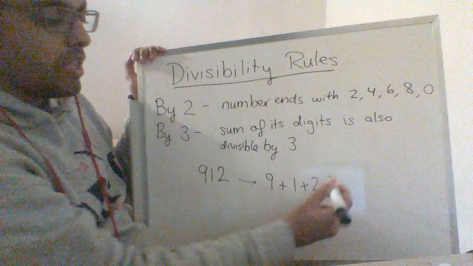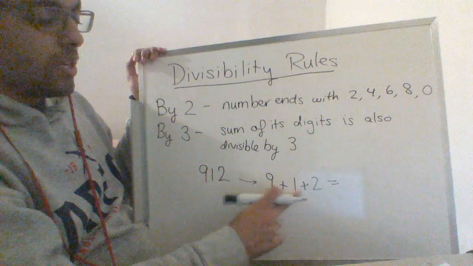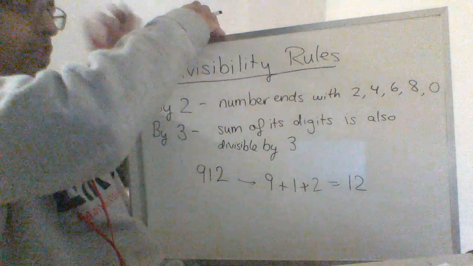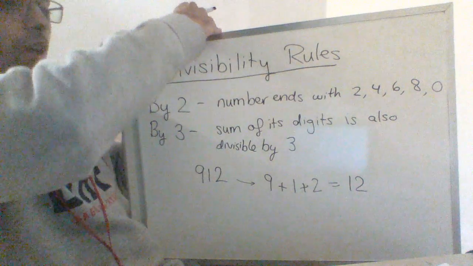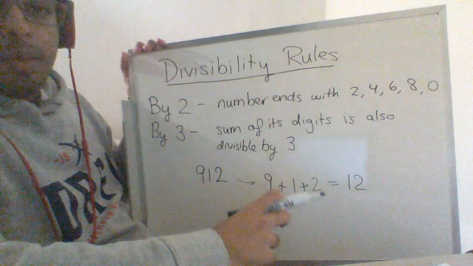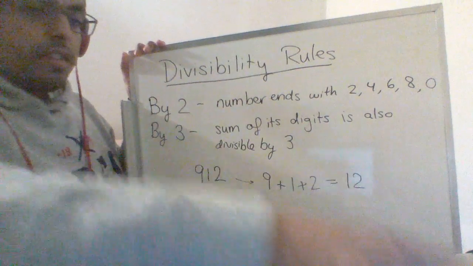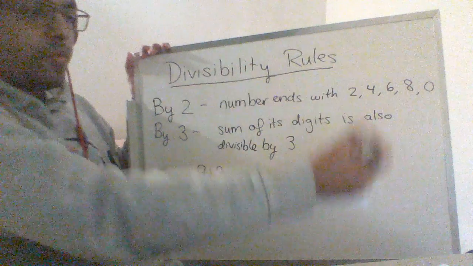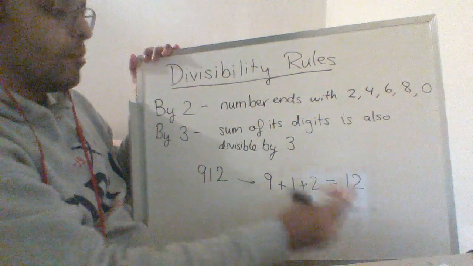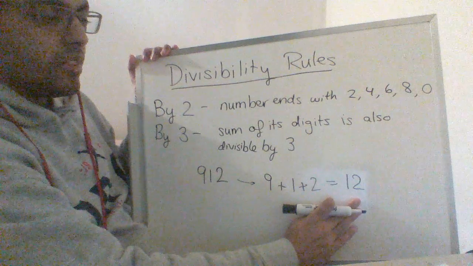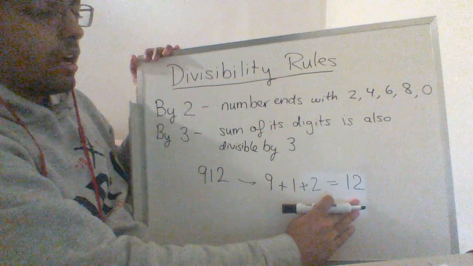If you sum these up, in this case we'll get 9 plus 1 is 10, 10 plus 2 is 12, so we'll get 12. And we know that 12 can be divided by 3 and give us a whole number as an answer. And if we don't know that, then we could always check it with 12 by doing 1 plus 2. But anyway, we know for a number like 12 that it's divisible by 3.